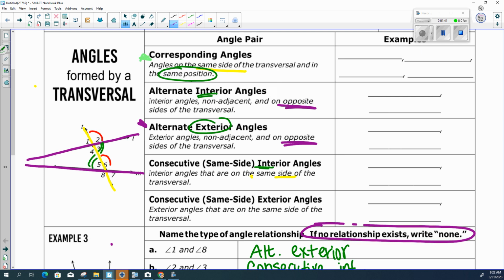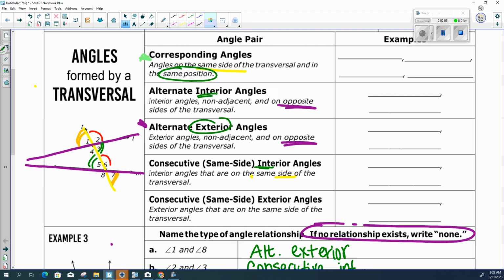So the two things that I look at, are they on opposite sides of the transversal? Ask yourself that question first if you're not sure, and then decide if they're interior or exterior. So an example of exterior would be, oh wait, that color matched another one. 7, oh that's a 1. 1 and 7. Alternate exterior angles.